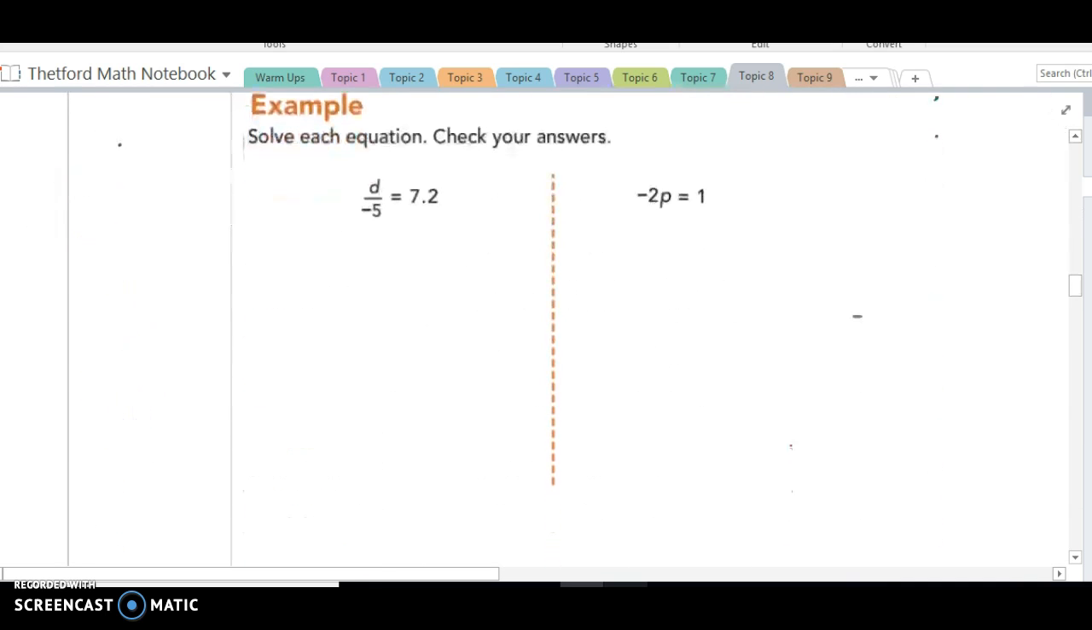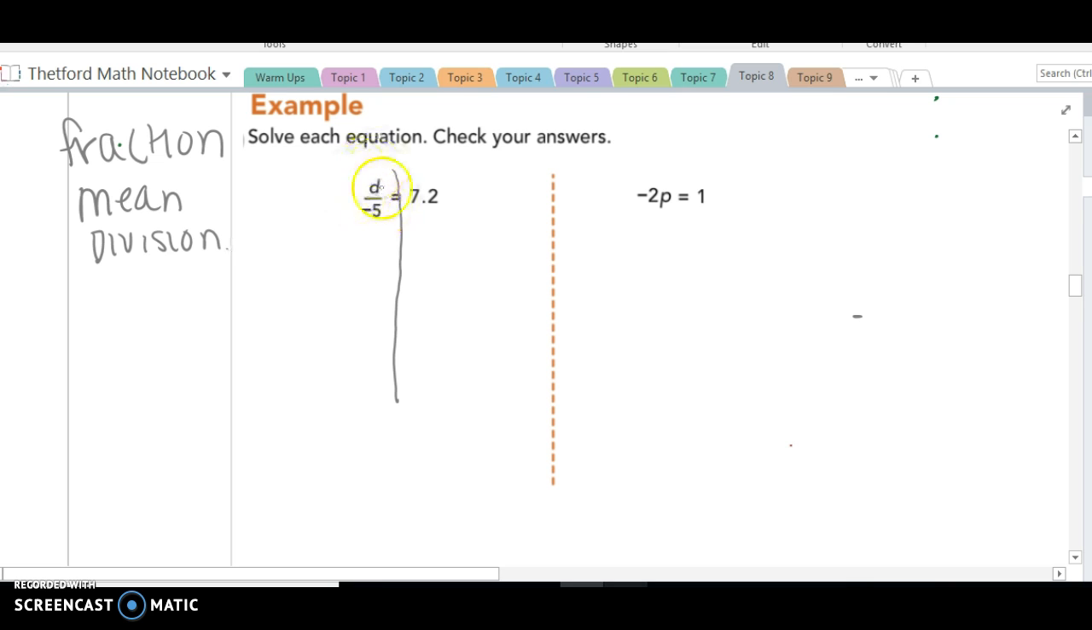All right, next one. We are going to look at what's happening to our variable after drawing the line down the equals. Right now, we know that fractions actually mean division. So knowing that fractions mean division, that means that my variable is being divided by negative 5. So I need to do the opposite.